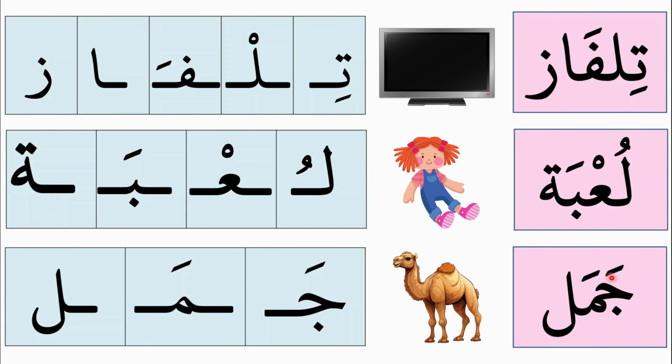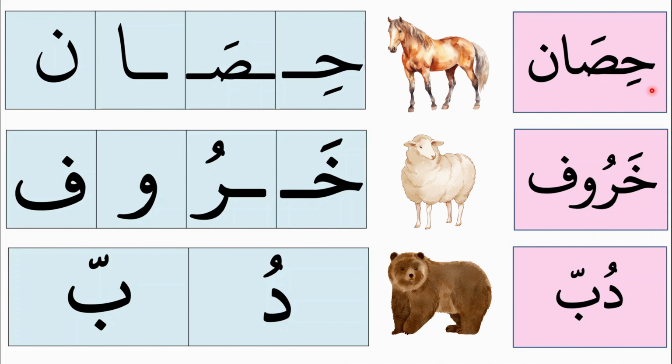The next word is جمل, means camel. It's made out of 3 letters. جيم with فتحة, ja. Then ميم with فتحة, ma. The last letter لام. جمل. Next, the word حصان, which means horse. حاء with كسرة, hi. صاد with فتحة, sa. But you need to notice it's followed with the ألف, the long vowel. So you will say صا. حصا. Then نون, حصان.